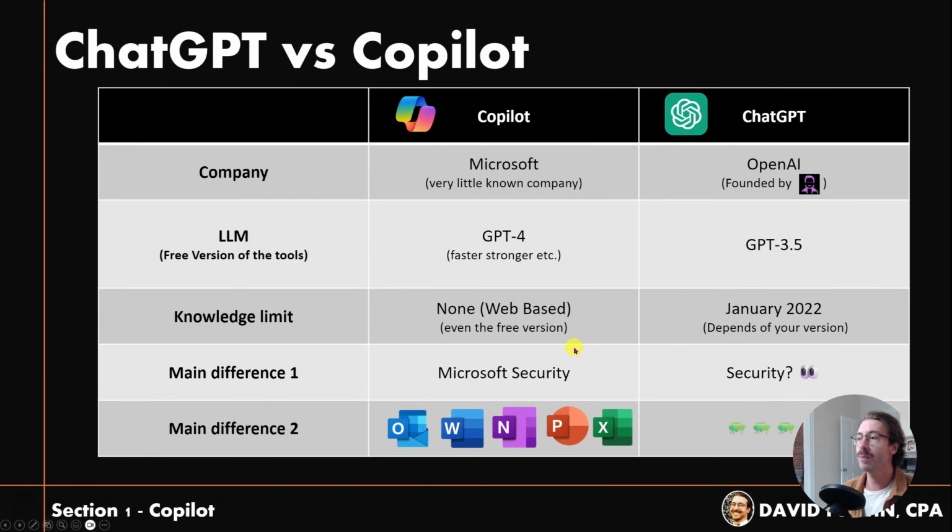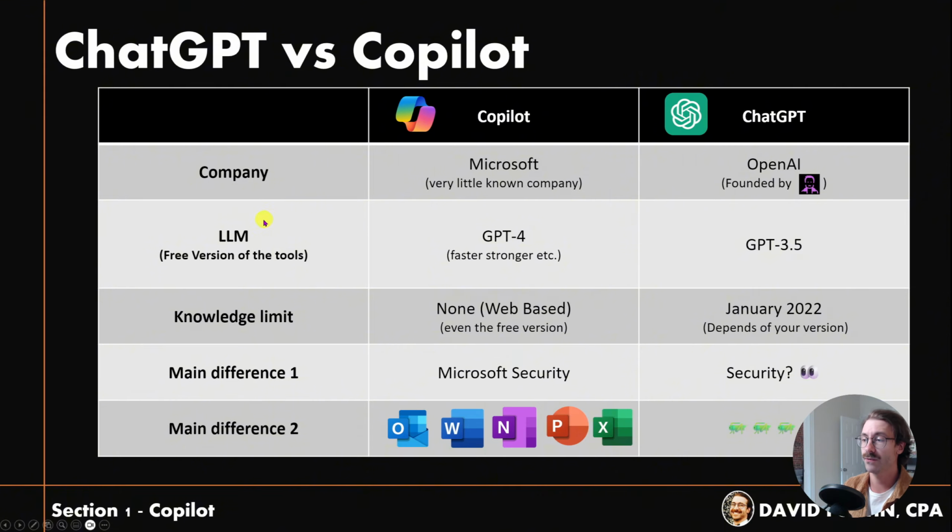So first, what is Copilot versus ChatGPT? The company that made Copilot is obviously Microsoft, so a very little known company. And then we have ChatGPT from OpenAI that was founded by Elon Musk. I know you probably know this guy, he's everywhere, but it was co-founded, so he was with other people. But what's the trick in this? Some people always ask me, Dave, what's the difference between these two tools? So I'll try to answer this question a little bit here.